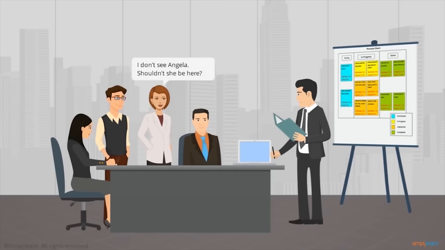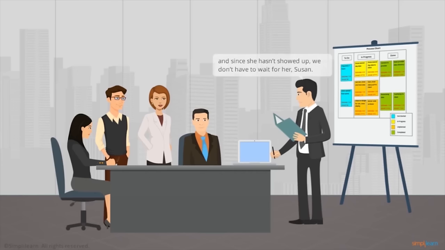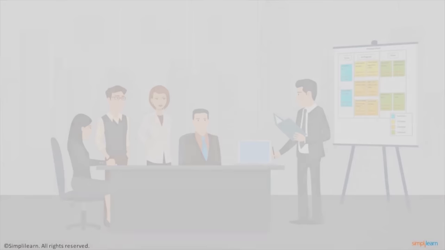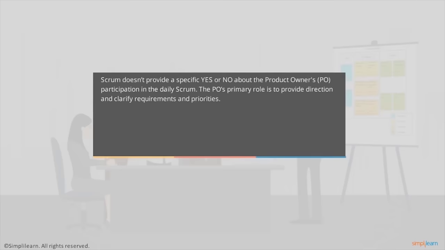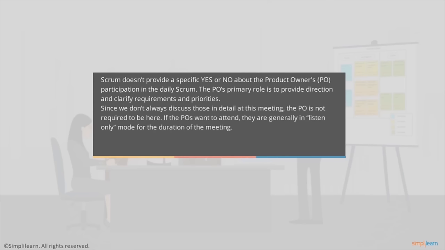Shouldn't she be here? I did add Angela as an optional attendee to this meeting, and since she hasn't showed up, we don't have to wait for her, Susan. Scrum doesn't provide a specific yes or no about the product owner's participation in the daily Scrum. The PO's primary role is to provide direction and clarify requirements and priorities. Since we don't always discuss those in detail at this meeting, the PO is not required to be here. If the POs want to attend, they are generally in listen-only mode for the duration of the meeting. They can use the information gathered during the meeting for separate offline conversations.